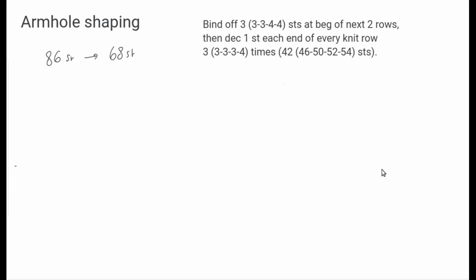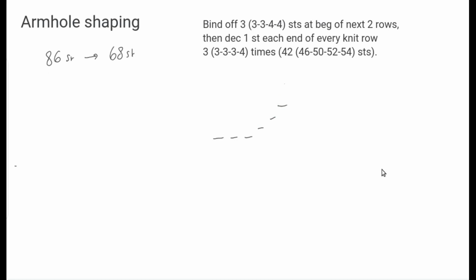So let's look at what they did first. On each side, they bound off 3 stitches. They say bind off 3 stitches at the beginning of the next 2 rows. This means that you're doing 3 on each side, so I'm focusing on just one side. One side minus 3. And then on each side, we decrease 1 every knit row, which means a right side row. We decrease 1 3 times. So 1, 2, 3. And that's how you make that curve of the armhole.